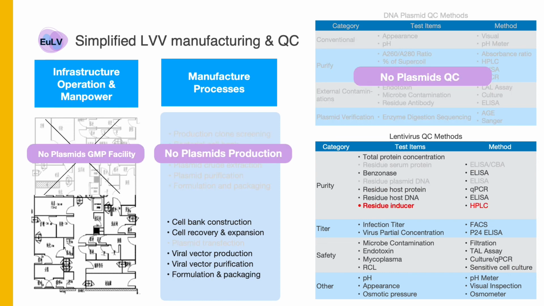It no longer needs the plasmid GMP. It reduced the size of GMP infrastructure. It reduced the manpower and operation costs to manufacture the lentivirus. It simplified the QC process by skipping over the plasmid parts. The EuLV system not only largely improves the production efficiency, but also brings your lentiviral vector a stable, high quality, reproducible, and easy to scale up manufacturing process.